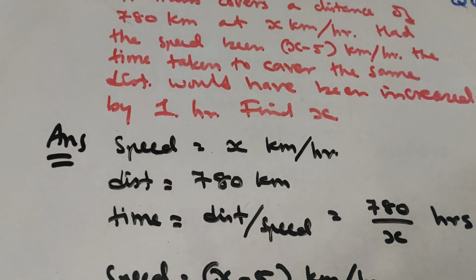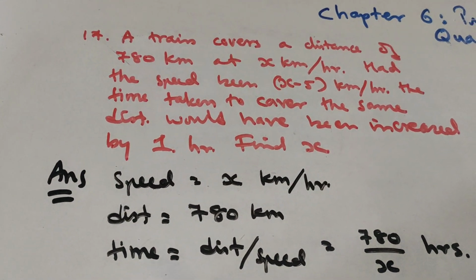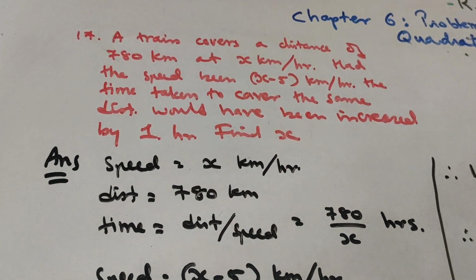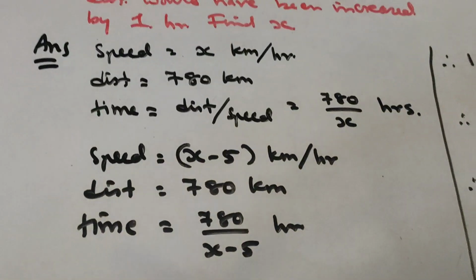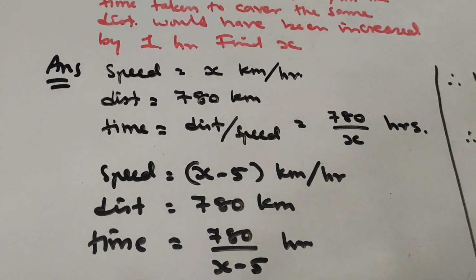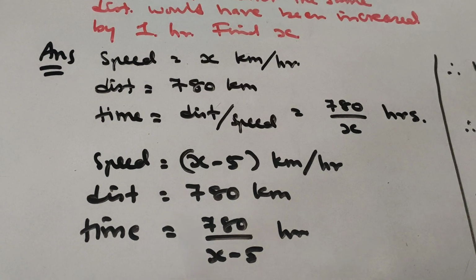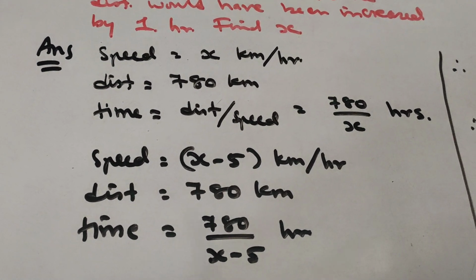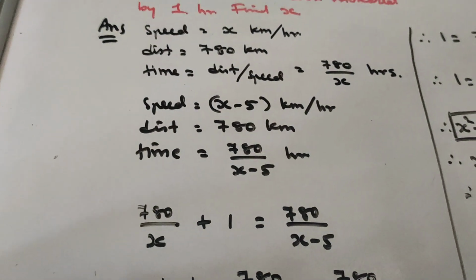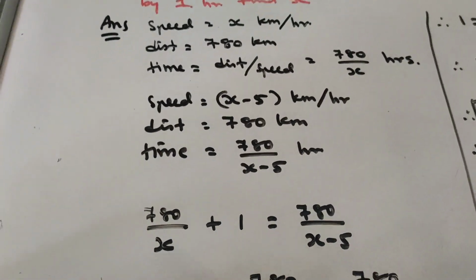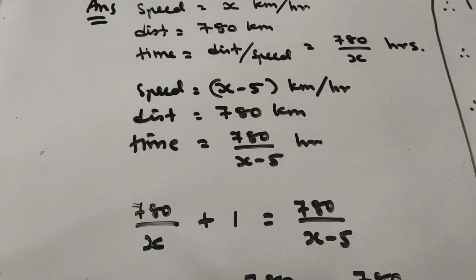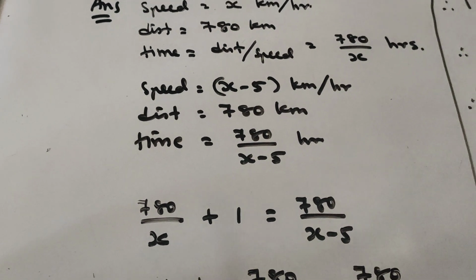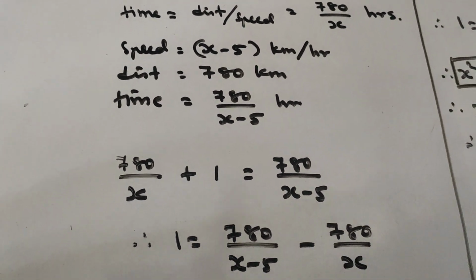So here first of all we'll start with speed is equal to x km per hour, distance is equal to 780 km, time is equal to distance upon speed is equal to 780 upon x hours. Then the speed is reduced by 5. So that means speed is equal to x minus 5 km per hour, distance is equal to 780 km, and time is equal to 780 upon x minus 5 hours. So now the time is increased from the original. So 780 upon x plus 1 hour, because it is taking more time, is equal to 780 upon x minus 5.